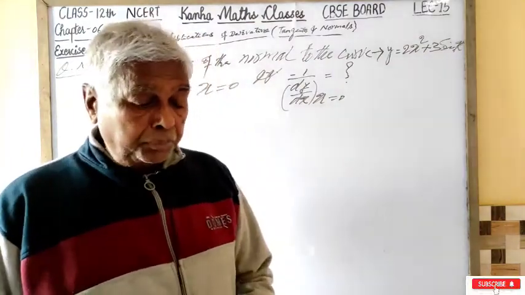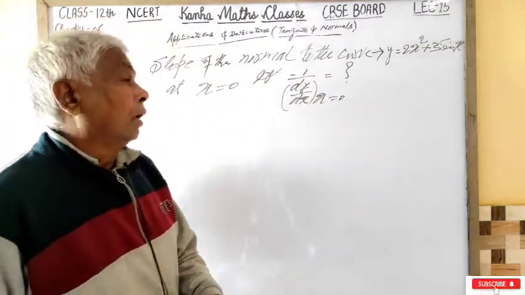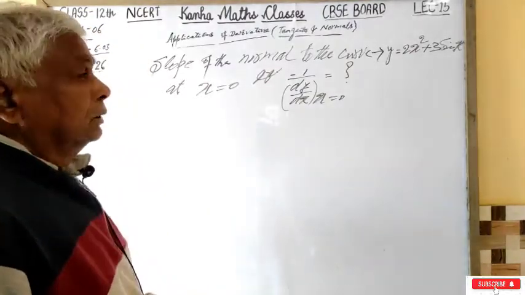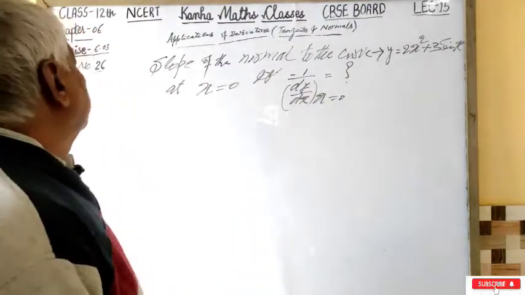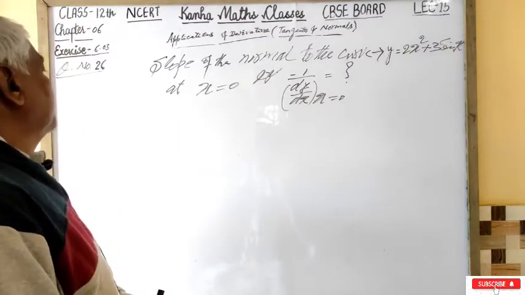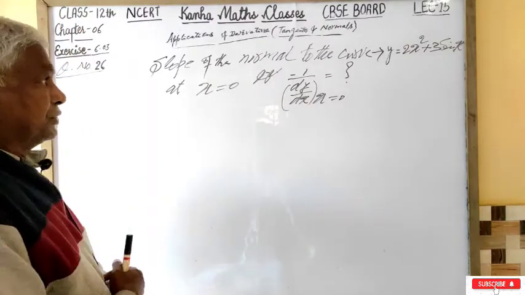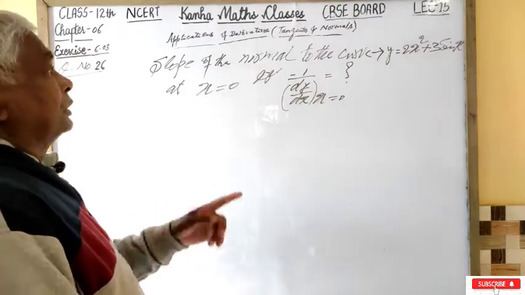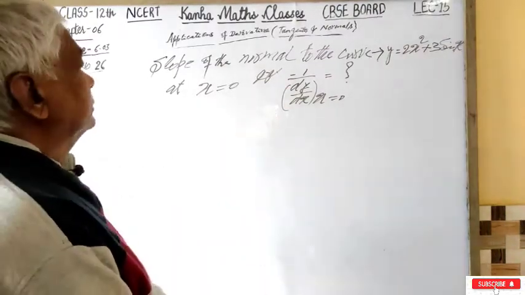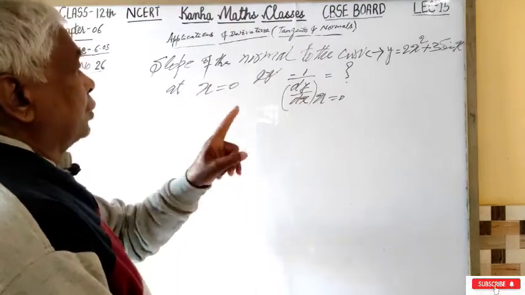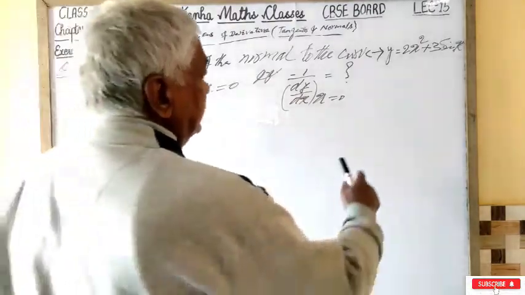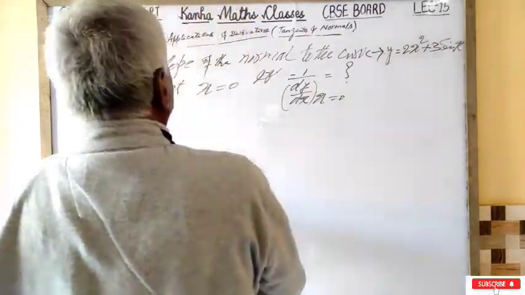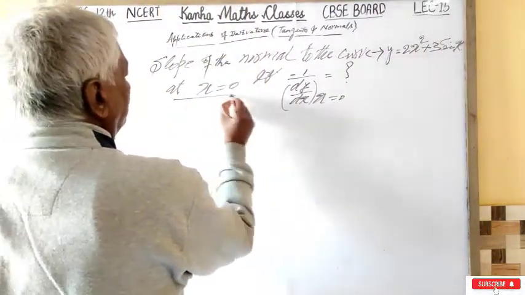In continuation to the previous videos, I am going to solve the few remaining questions under exercise 6.03, that is question number 26. In this question, you are given the curve and we have to find the slope of the normal to the curve y is equal to 2x square plus 3 sin x at the point x is equal to 0.